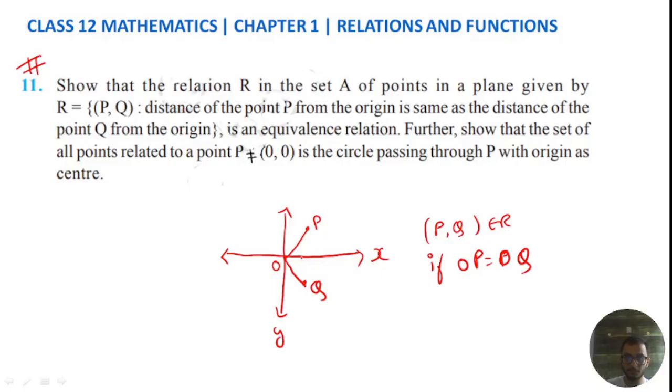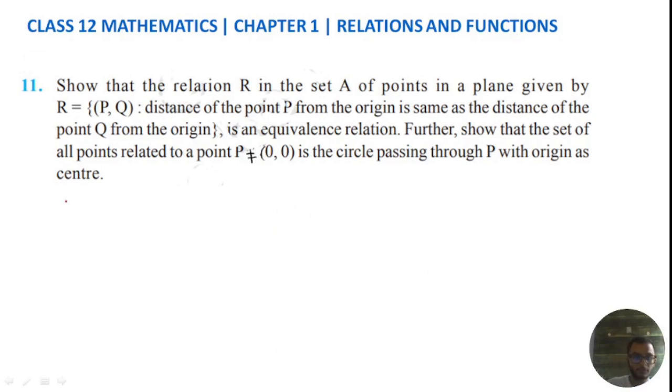Okay, now I think you got the definition of this relation, right? So we have to show that this relation is an equivalence relation. Okay, so let's do it. What will be first? First is reflexive. For reflexive we have to show that for every little a belonging to capital A, (a, a) should belong to R. So why will it belong to R?